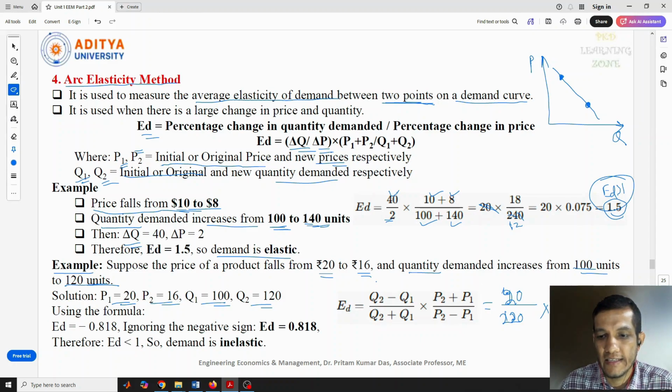So this is 36, divided by P2 minus P1. P2 is 16 minus 20, this is minus 4. So here we got the negative value, then the answer will also be negative. If you cancel it, this is 11 and this is 9. So minus 9 by 11. If I divide this, we'll get a value of ED equal to 0.1818. Before that we got this value with a minus sign. Now we need to ignore the negative sign, as I told you previously, because both are moving in opposite directions. So here we got the value of ED less than 1, and that means the demand is inelastic.